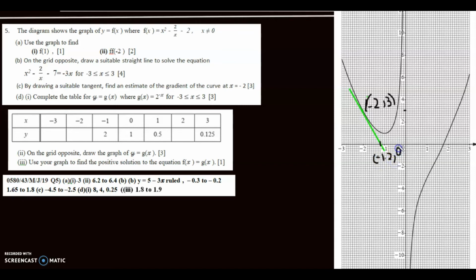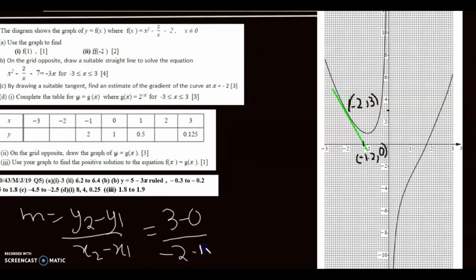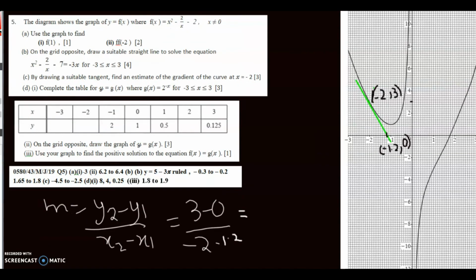Now using these 2 points, I'll use the formula y2 minus y1 upon x2 minus x1. So m equals y2 minus y1 over x2 minus x1. y2 is 3 minus 0 upon minus 2 minus 1.2, which is giving me 3 divided by minus 2 minus 1.2, which is giving me minus 0.9 as the gradient. Oh, sorry, this would be plus, because minus minus would be plus. It's minus 2 and then again minus 1.2, so that would make plus, and the answer is coming out to be minus 3.75.